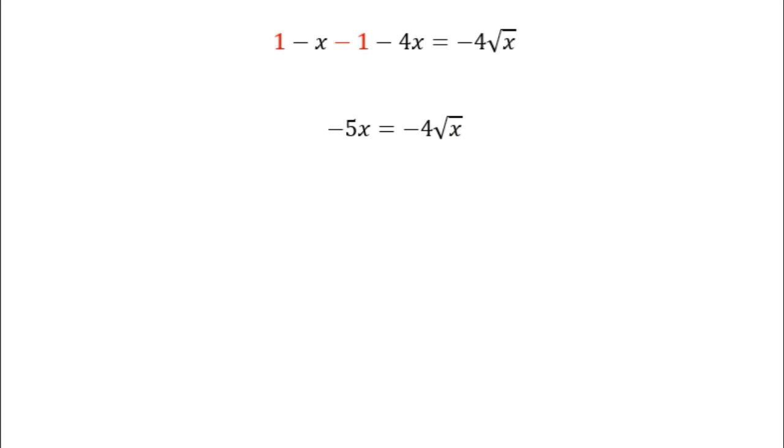Okay, so we still have one square root here. We can get rid of this square root by squaring both sides of the equation. So let's go about that. Let's square both sides of the equation. This is going to be (1 - 5x) squared and (4 square root of x) squared.